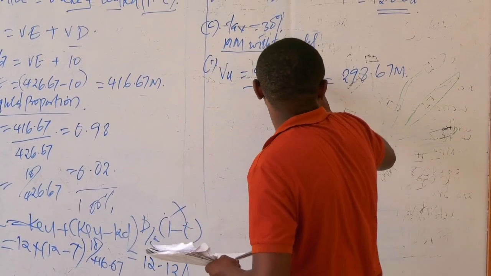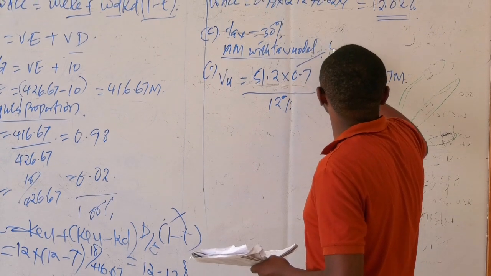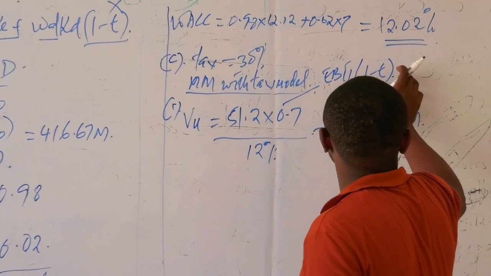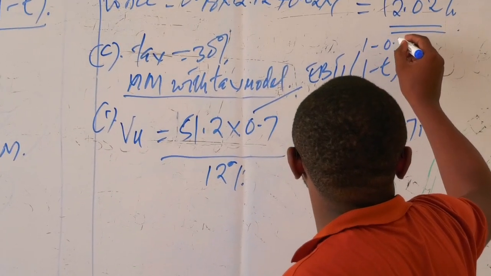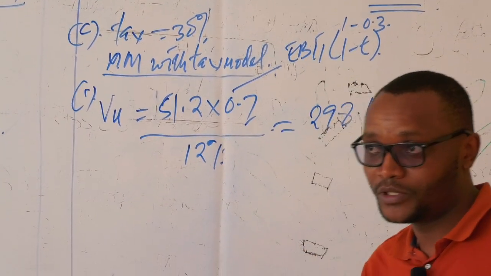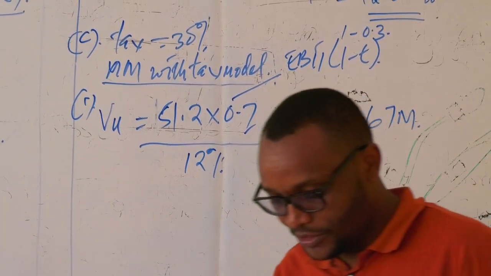You have incorporated tax. That's why this one is supposed to be EBIT times (1 minus T). That's why I have said this is 1 minus 0.3. You've gotten the number. Don't be worried about where the 0.7 has come from. So we go to the second one.